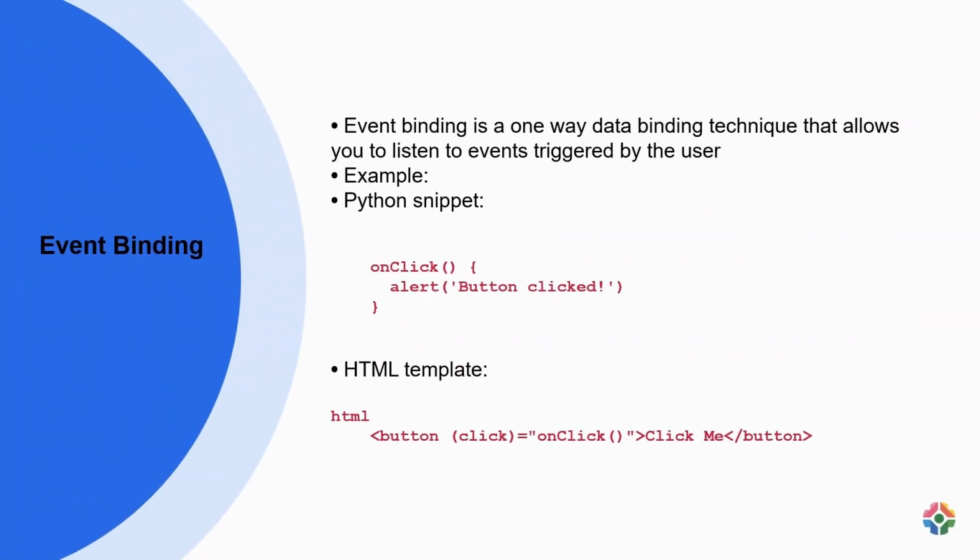Event binding is a mechanism in web development that lets you capture and respond to user-triggered events. It establishes a connection between user interactions and code execution. Using Angular, you can bind events like clicks, key presses, etc. to specific functions in your codebase. In the provided example, the click event is bound to the onClick function, which displays an alert when the button is clicked. By utilizing event binding, developers can create interactive and responsive web applications that react to user actions in real time.